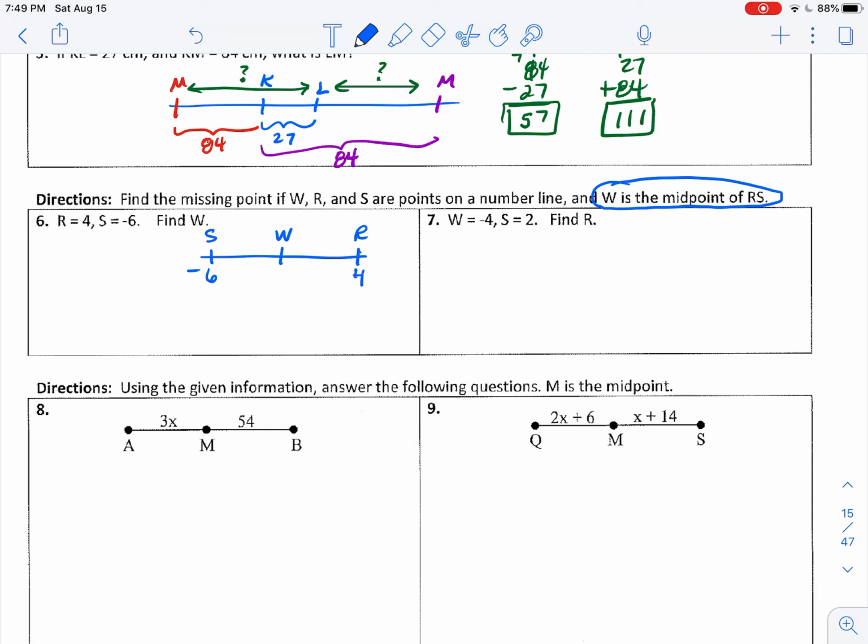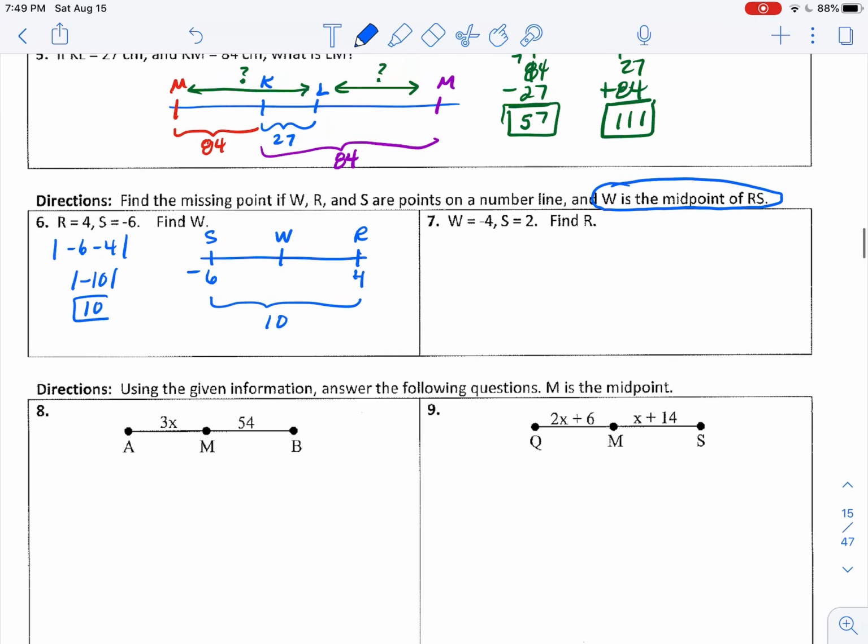Okay, so let's first find the distance between S and R. We find the distance by subtracting the two, so -6 minus 4, and we take the absolute value of that, so the absolute value of -10, which is 10. So we know that there are 10 units between. So if W is the middle, we take half of 10, that's 5 units. So there are 5 units to the left and 5 units to the right. Okay, does that make sense?